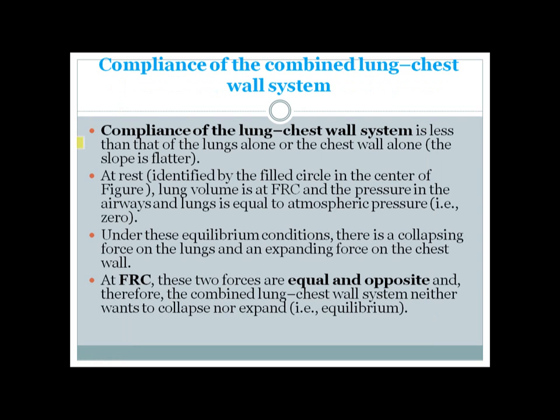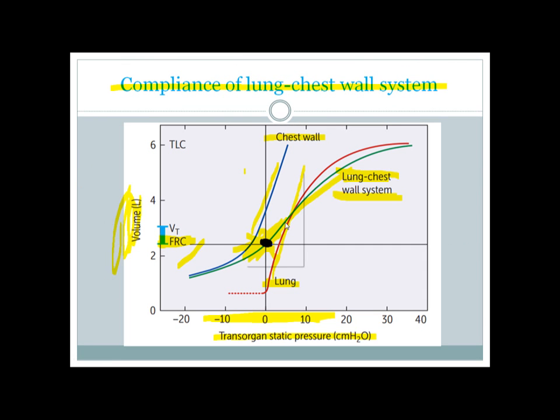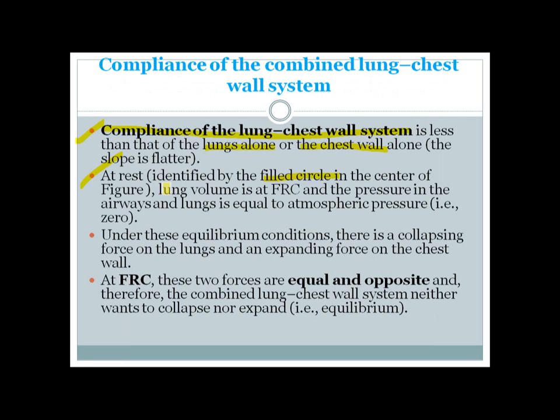Here you can see from the previous picture that the compliance of the lung and chest wall system is less than that of the lung alone or the chest wall alone. At rest, we identify the filled circle at the center of the curves, which is this. At rest, this is the FRC. At rest, the lung volume is at functional residual capacity and the pressure in the airways and lungs is equal to the atmospheric pressure, which is 0.